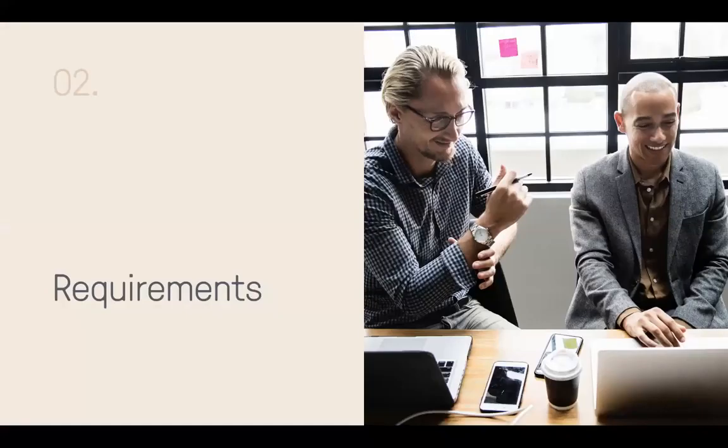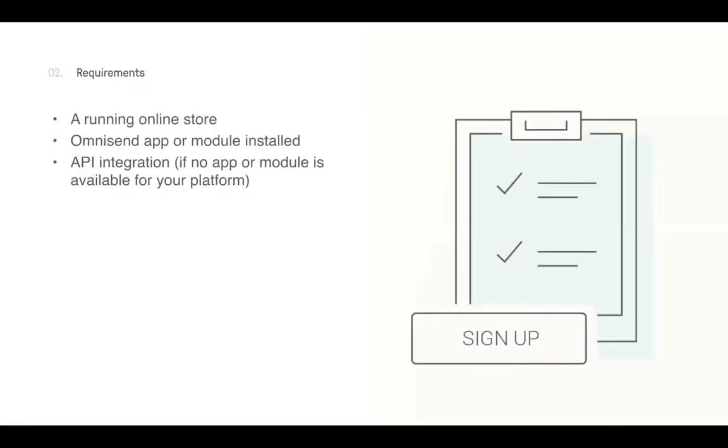And yeah, some requirements. You need to have some things before you can start doing automation. And these are just a couple of really basic things. So first of all, of course, you need to have a running online store or a website that you want to connect to Omnisend and work with that website's customers and visitors and so on.